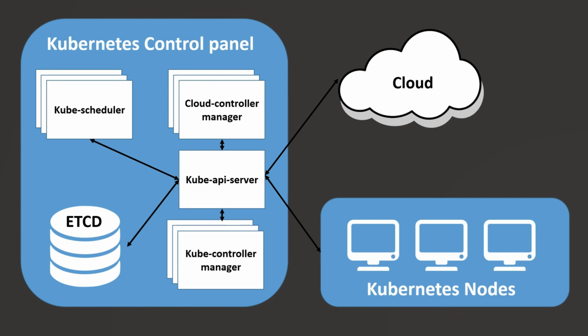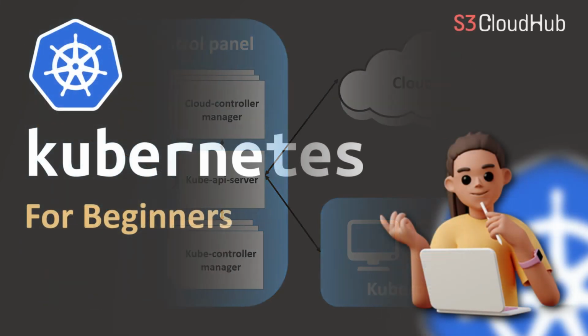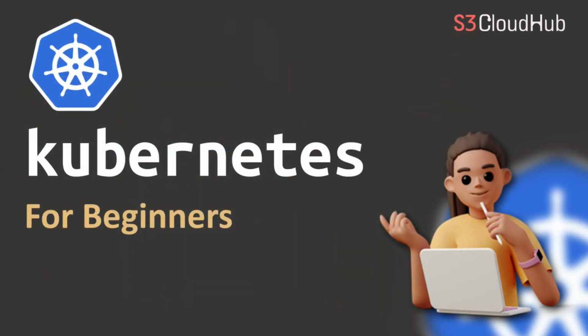Now you should be able to explain what Kubernetes is. Kubernetes is a platform for managing containerized workloads and services that facilitates both declarative configuration and automation. That's all we have on the overview, and the big picture of Kubernetes.